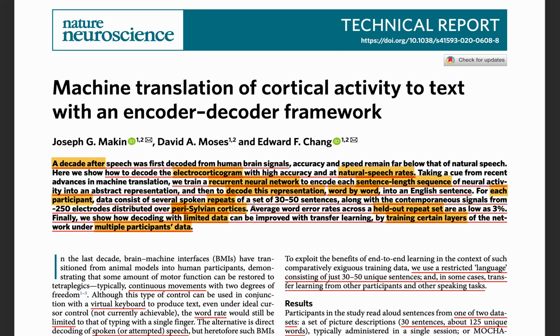The metric used to measure the success of the whole experiment is a very common metric called word error rate, and this was computed on a held-out repeat dataset. The result was that the word error rate was as low as 3%. One odd thing you might observe here is that the held-out dataset had repeat data points, meaning some data points were also present in the training dataset.